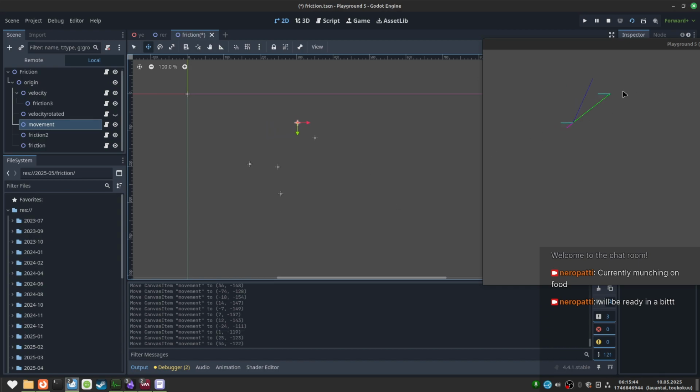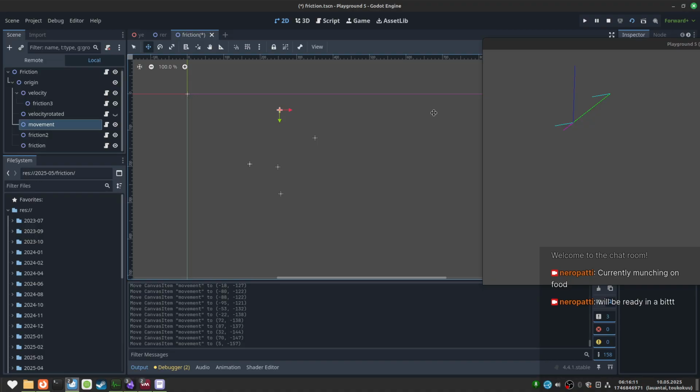But I think this is what I want. This is the friction force that I want. It's going to kind of turn the movement. It will always reduce the length of it, so we still have friction. But it does it in a quote-unquote smart way, right?